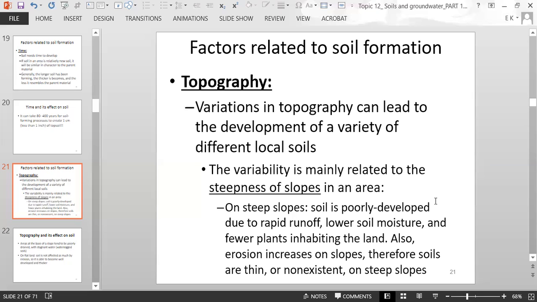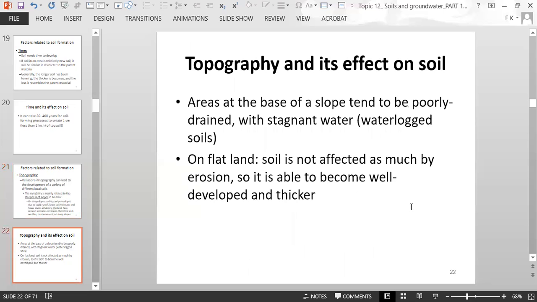Also, you have more erosion on a steep slope. So on a steep slope, the soils are going to be thin or non-existent. While areas at the base of a slope tend to be poorly drained with stagnant water. So they're going to be waterlogged soils. And then on flat land that's not at the base of a slope, the soil is not really affected as much by erosion, so it is able to become well developed and thicker.